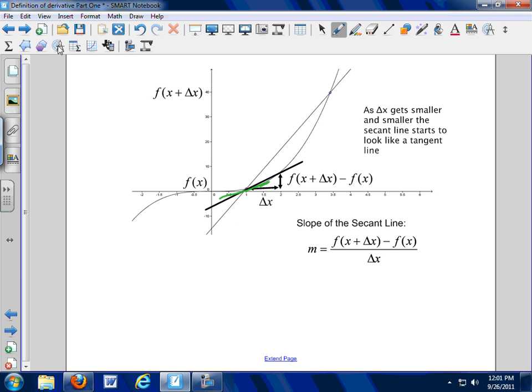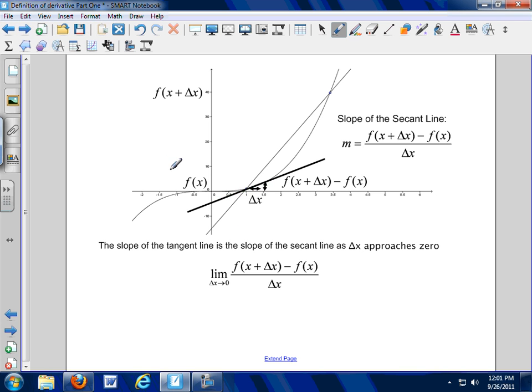So what we really want is to get to the place where this change in x is essentially 0. And if the change in x is 0, then on the bottom I have 0. On top I have f of x minus f of x, so I have 0, right? And we know what happens when we have 0 over 0. More work to do. Okay?